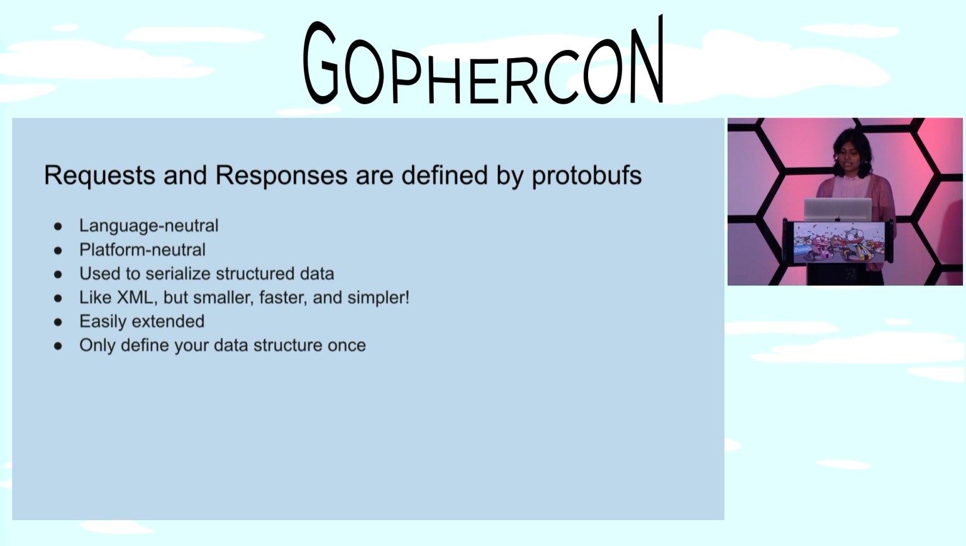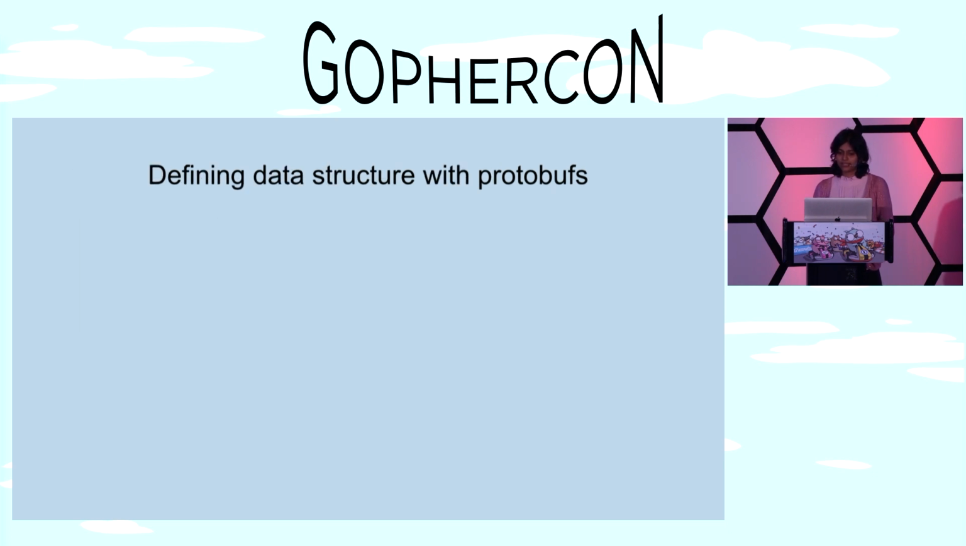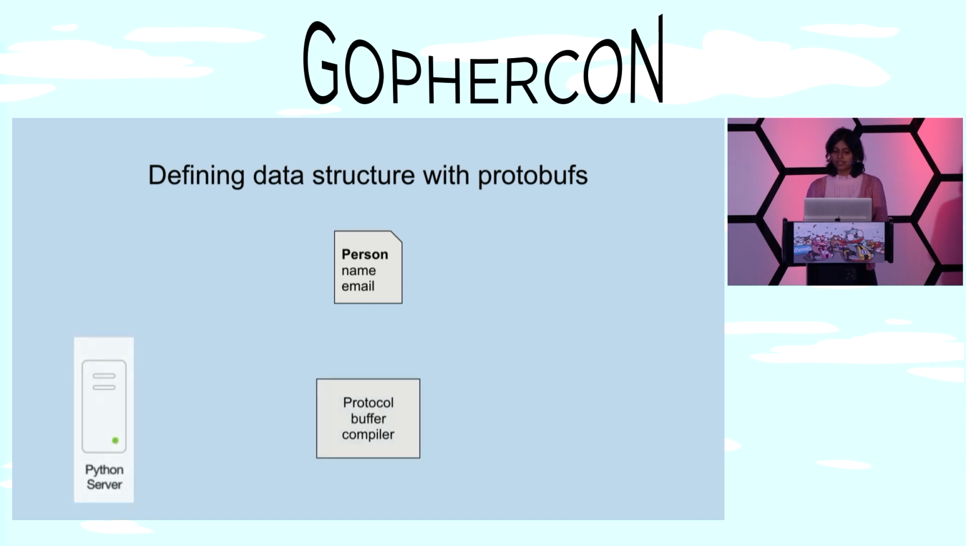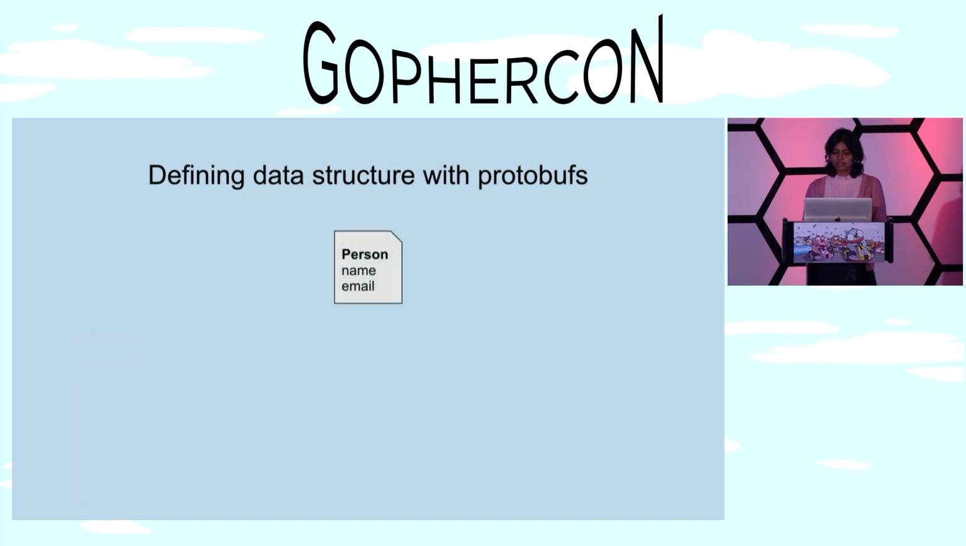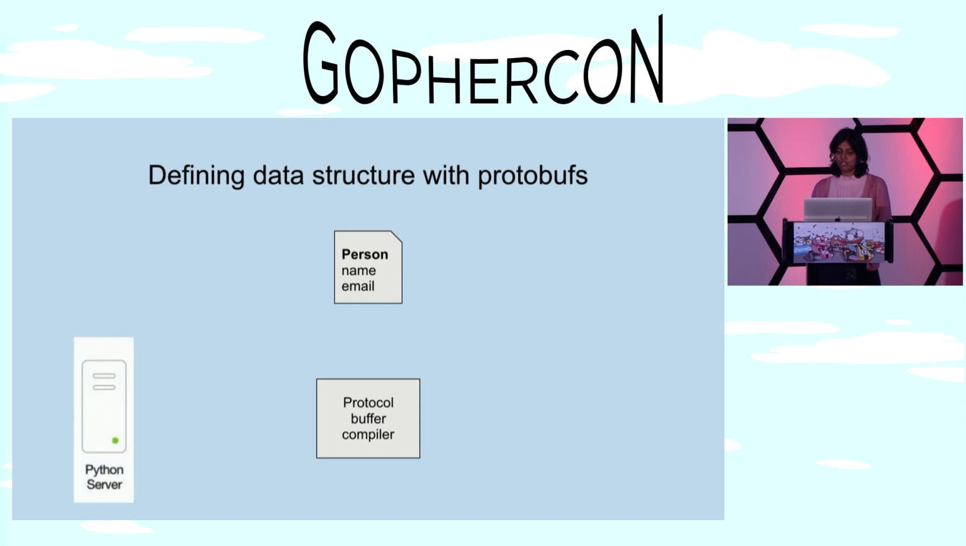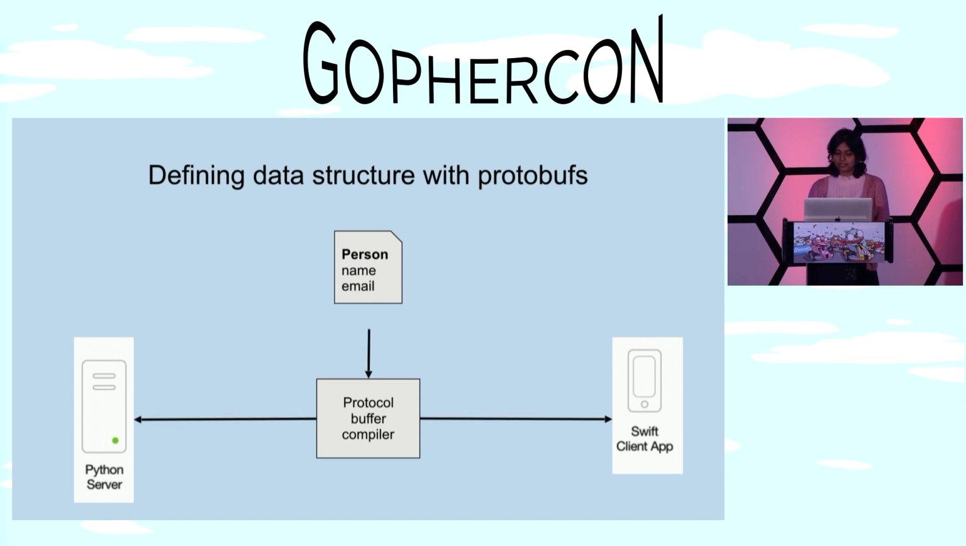So what do protobufs look like in practice? For example, if you want to define a person with name, email, and maybe some other details, and you have your protocol buffer compiler, your Python server, and your Swift client app, you could run your protofiles through the protoc compiler, and that would give you your Python protobuf files and your Swift protobuf files.